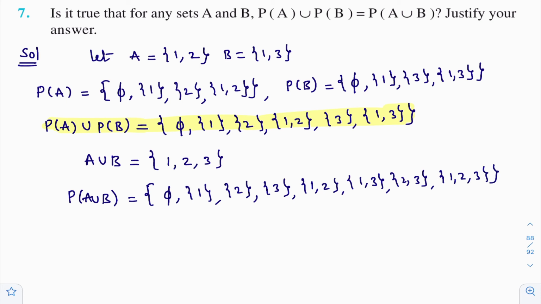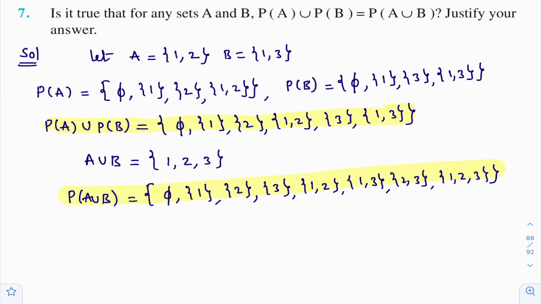How many subsets will we get for this set? This set contains 3 elements, right? The number of subsets is 2 power 3, which means 8. You observe: 1, 2, 3, 4, 5, 6, 7, 8. I have written all the subsets of A union B. So now I have P of A union B also.